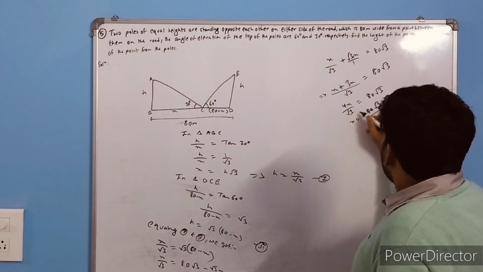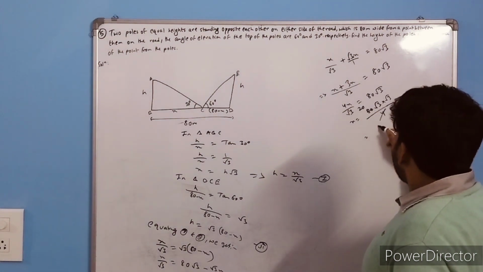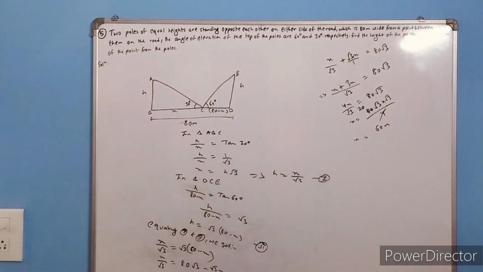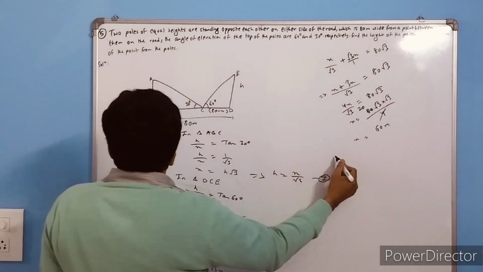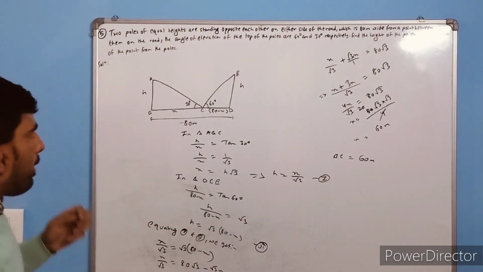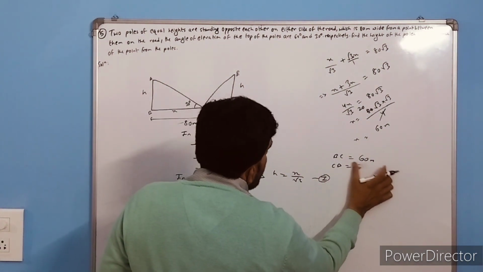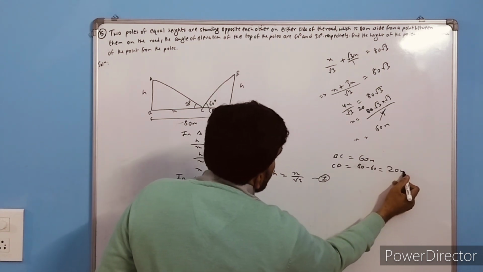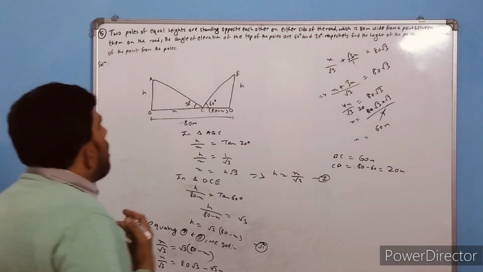20 root 3 into root 3 is 3 into 20, 60. So finally I got x as 60 meter. So BC is equal to 60 meter. Now what will CD be? 80 minus x, 80 minus 60, I got 20. So finally, I got the distance from the point to the poles.